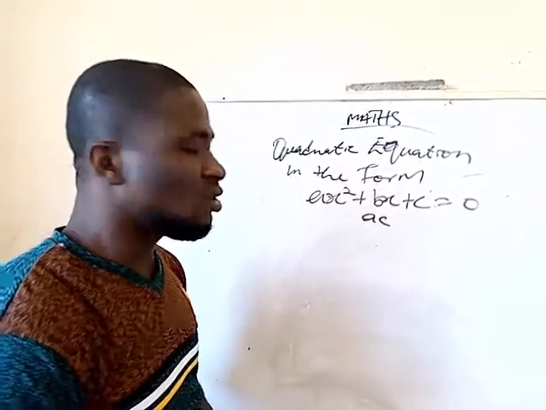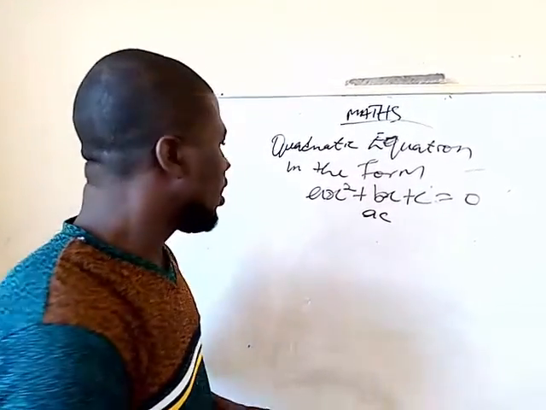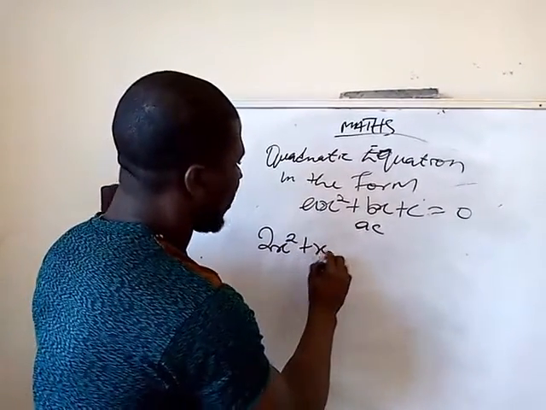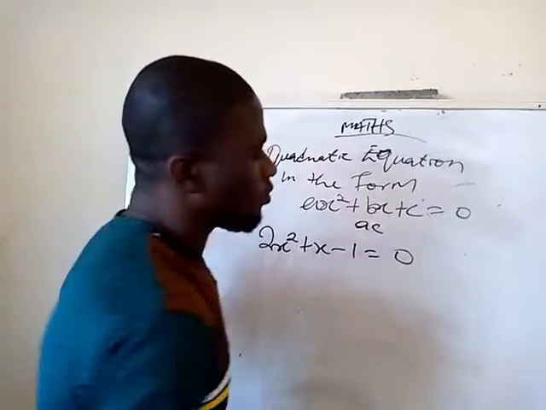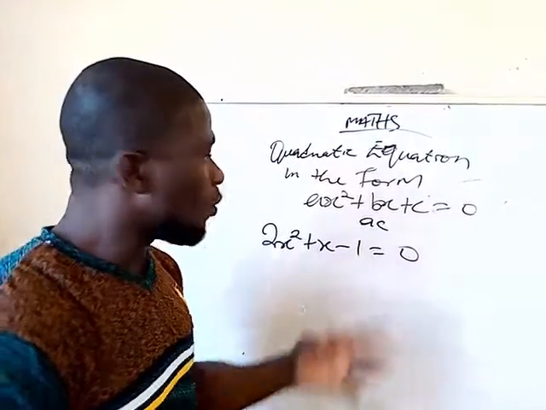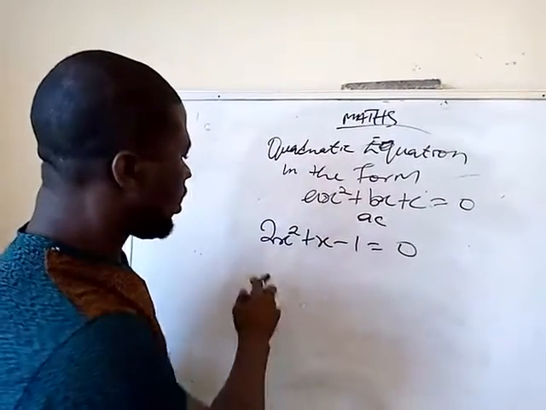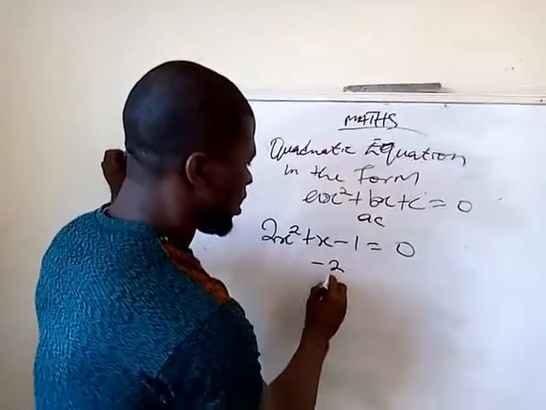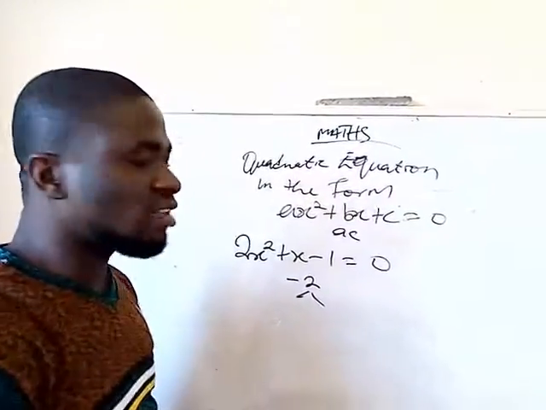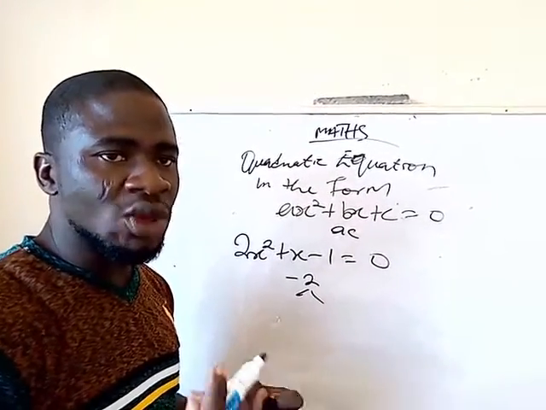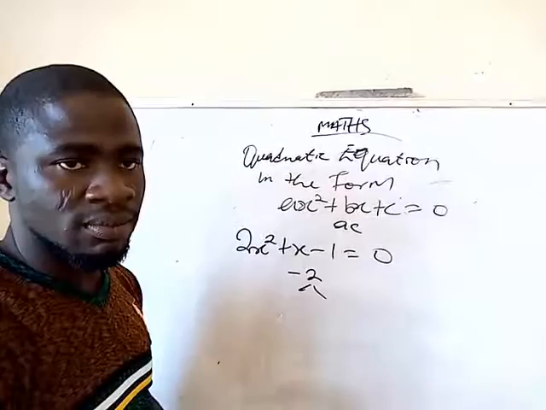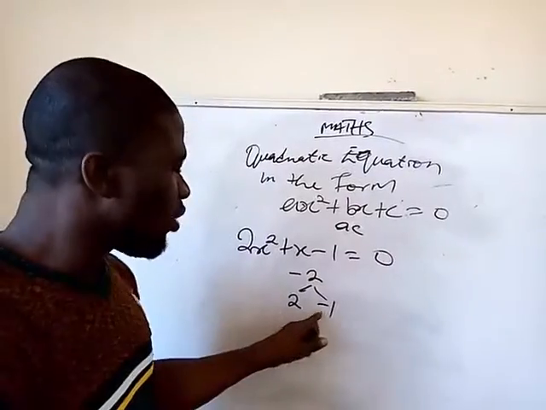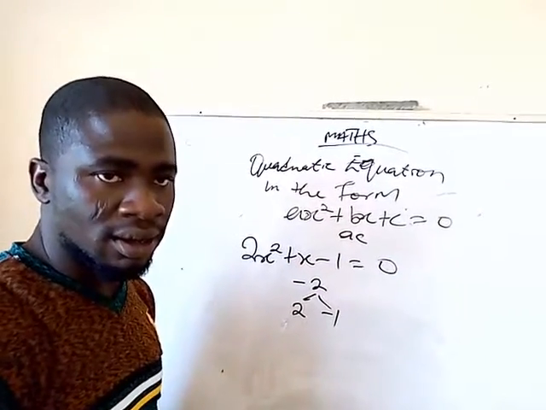Let's use a number so that it will be easy for us to understand. Let's say you are given 2x squared plus x minus 1 equal to 0 to solve. The first thing you will do is 2 times minus 1, which will give you minus 2. And when it gives you minus 2, you ask yourself, what are the two numbers that when you add will give you plus 1? The two numbers are 2 and minus 1. So that 2 minus 1 will give me plus 1.